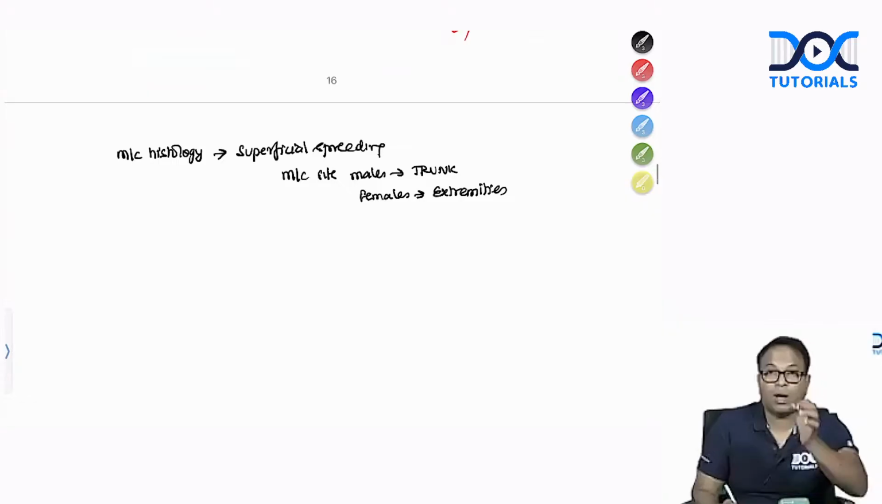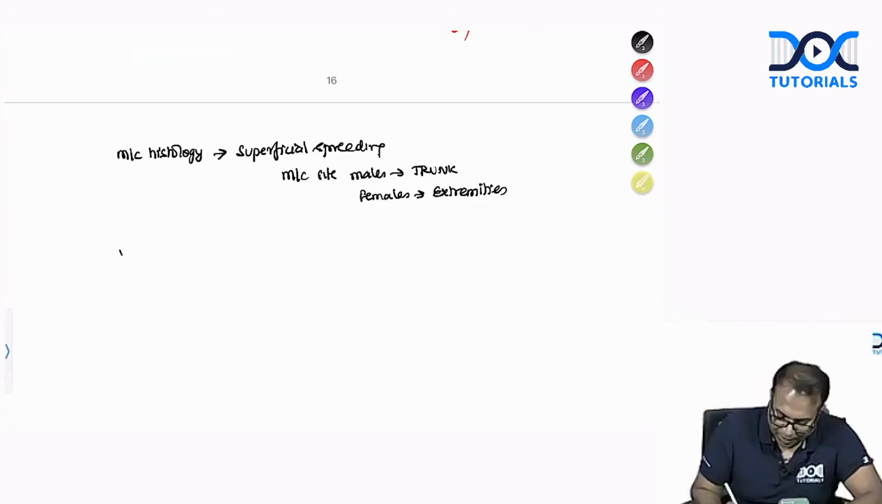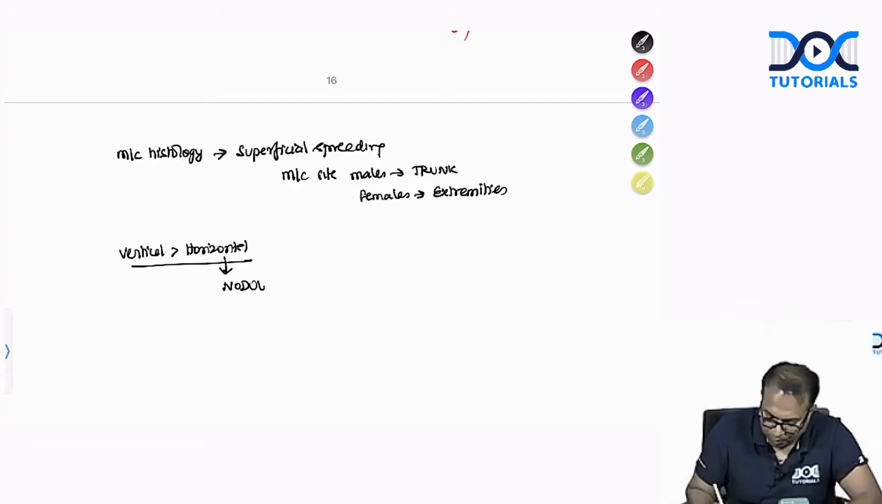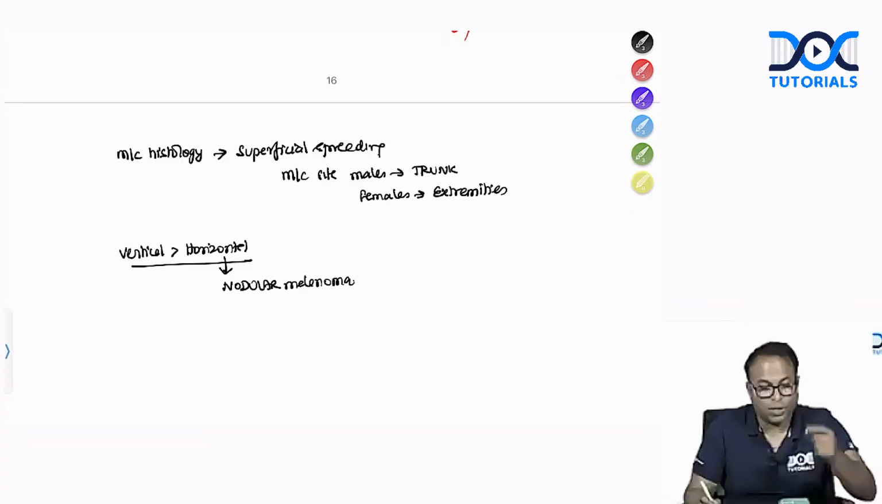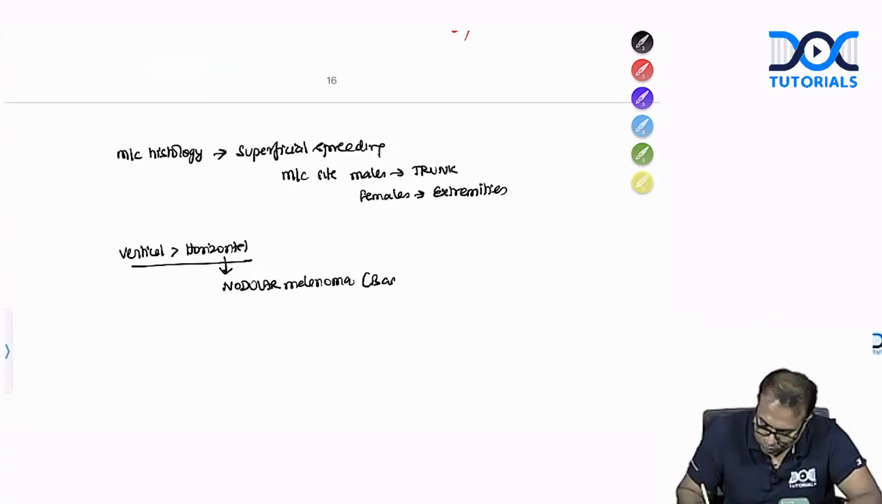And which melanoma has vertical spread? More vertical spread than horizontal spread. Which melanoma? It has a very bad prognosis because of that. That is nodular melanoma. Nodular melanoma goes deeper, so it has a bad prognosis.